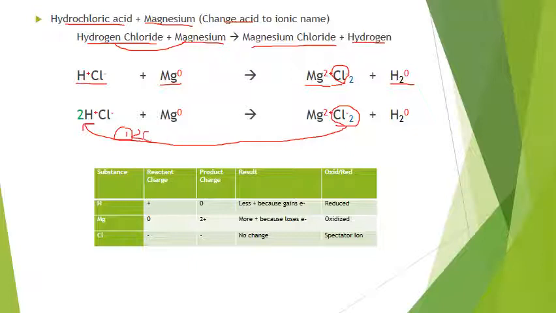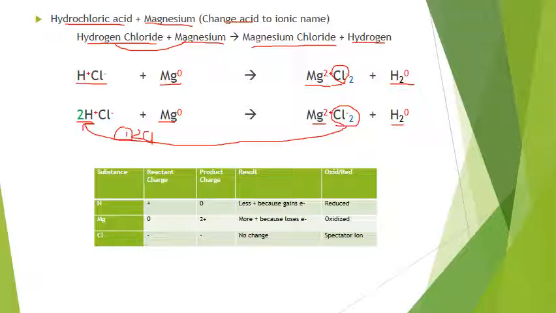Okay, and then check your hydrogens. You've got two hydrogens here, and notice you have two hydrogens here. You have one magnesium here and one magnesium here. Don't worry about the charges. You don't balance the charges between sides because they'll end up being balanced anyways. Right, so that's it. You're done.